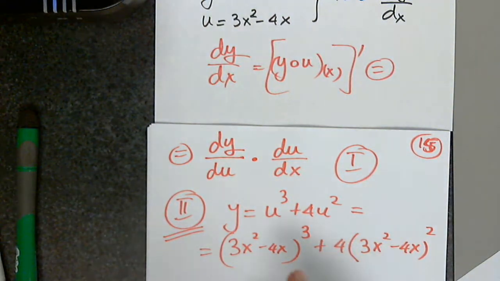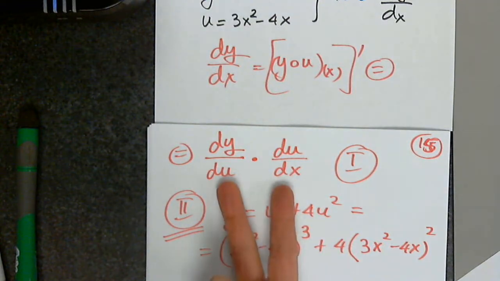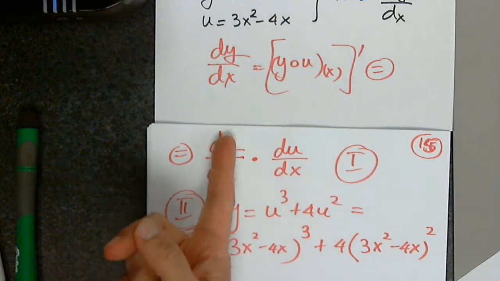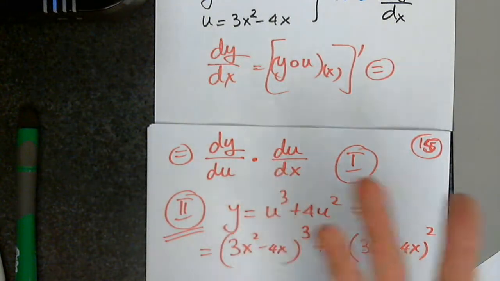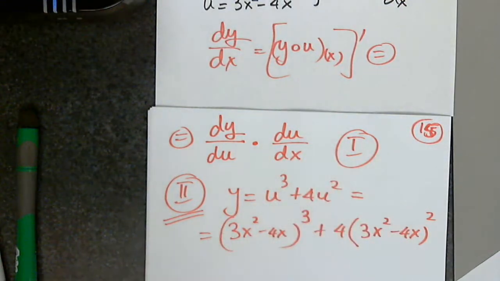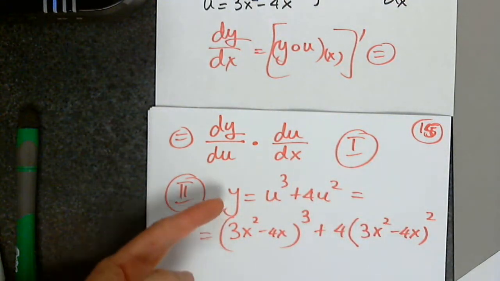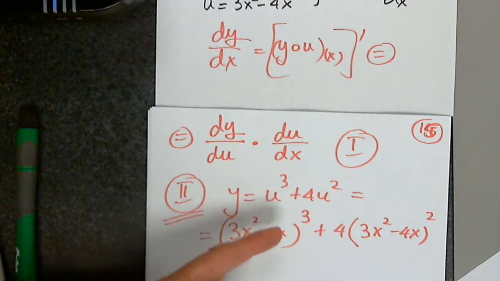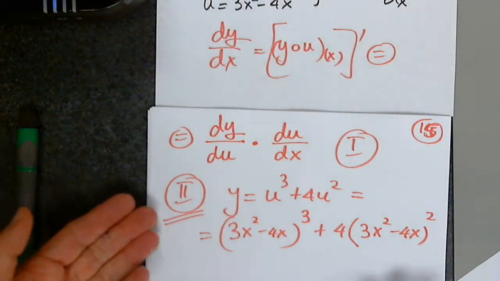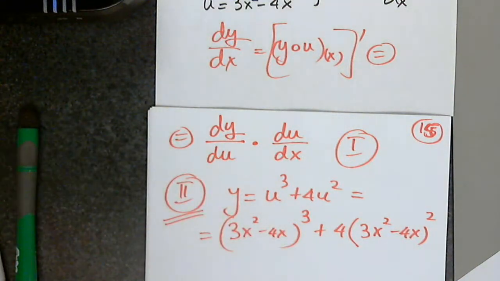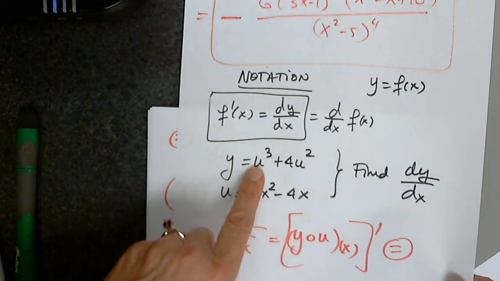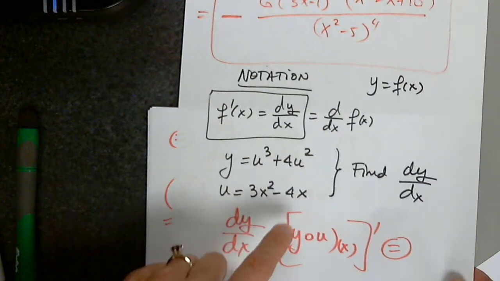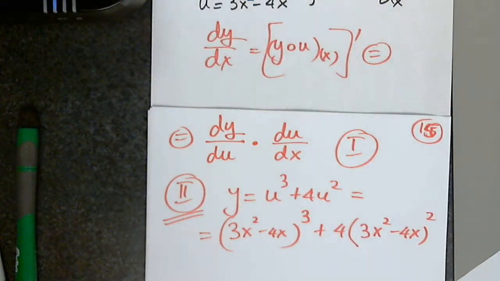My first way would be not to plug it in, but just keep it as f prime of g times g prime. The second possible way is I say, fine, I have a function y of u, but u is a function of x. I'm just going to plug it in, and now y is a function of x, and I'm done. I don't even have to think of u at all because I replaced u in y by what it equals. So these are the two possible ways.